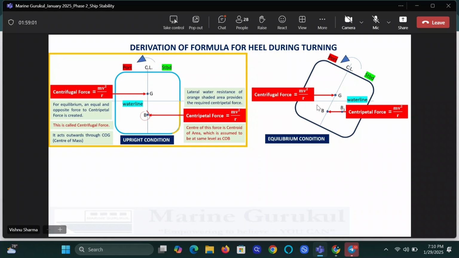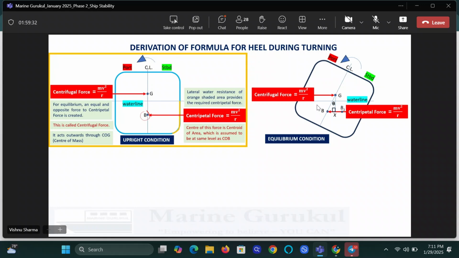Now, guys, in the equilibrium condition, what will be the lever between them? The lever between them is the perpendicular distance. Do you agree GX is the lever of the couple now? GX is the lever of the couple, yes or no? Yes, correct. Okay. Now, if GX is the lever of the couple, this angle is 90 degrees. This angle is theta, the angle of heel.